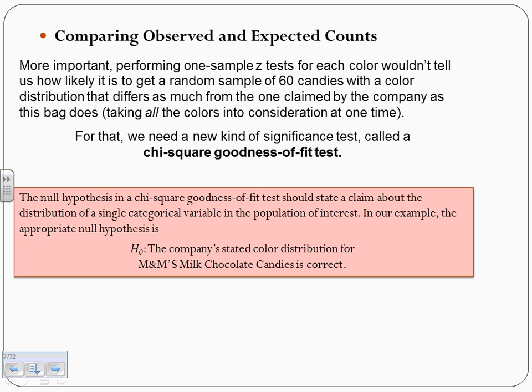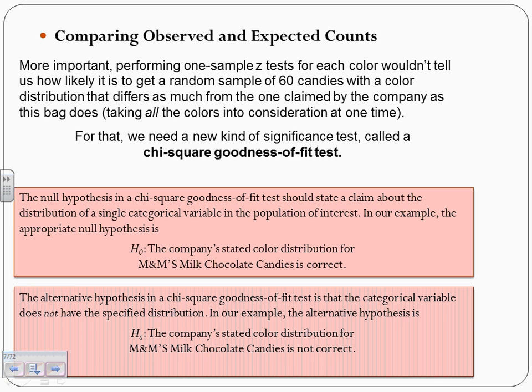So the null hypothesis in a chi-squared goodness of fit test should state a claim about the distribution of a single categorical variable in the population of interest. Don't forget, the null hypothesis is always the no-change claim, what they are saying. So here the null is that the company's stated color distribution is correct, so no change.